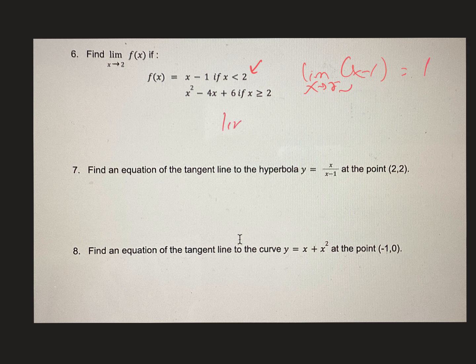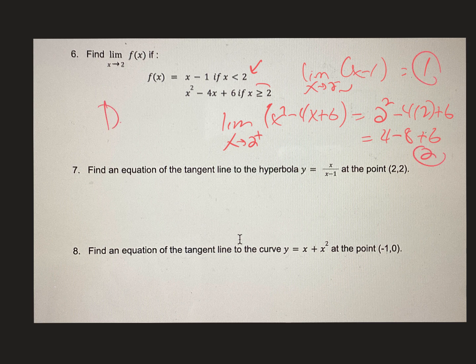Then I'm going to do the same thing, except I got to do x minus 2, x approaches 2 from the right-hand side. I'm going to substitute 2 into x squared minus 4x plus 6, which will give me 2 squared minus 4 times 2 plus 6, which will give me 4 minus 8 plus 6, which is 2. And because they approach two different numbers, that limit also does not exist.